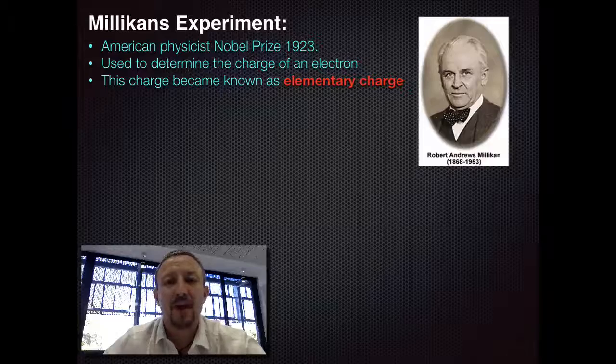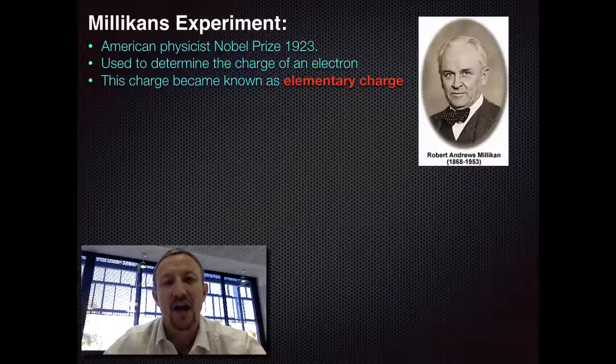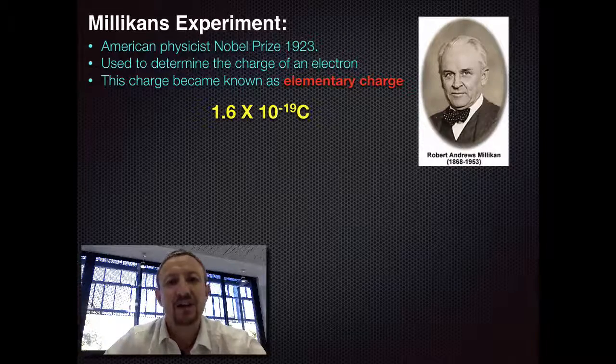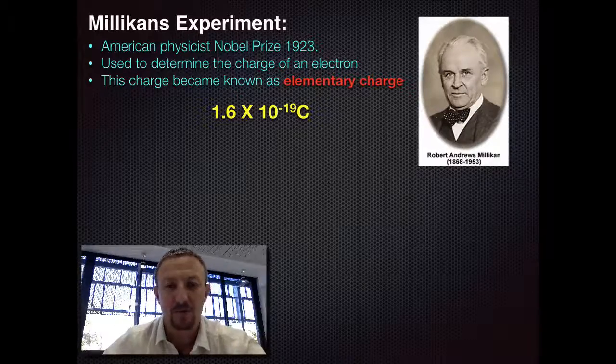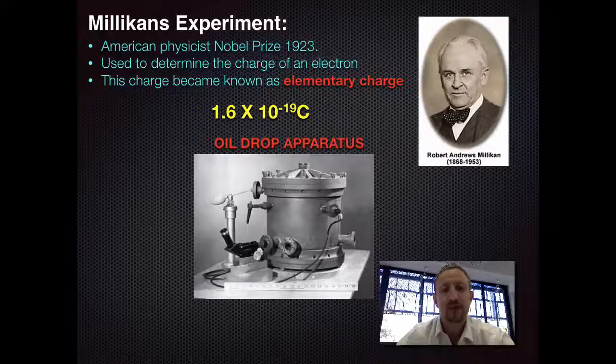This charge became known as the elementary charge, basically because the single unit that we use in electricity is the electron. Now there are two types of charges: the positive charge and the negative charge. The negative charge is the electron and the positive charge is the positron. The charge in each case is 1.6 times 10 to the negative 19 coulombs, and this is what was established by Robert Millikan.